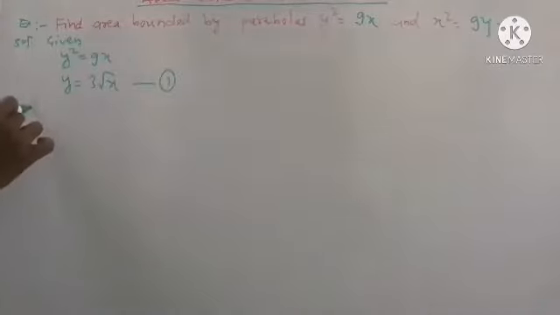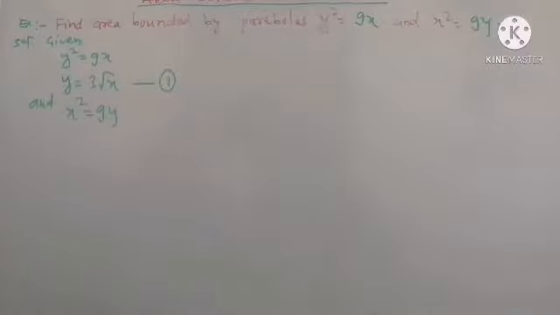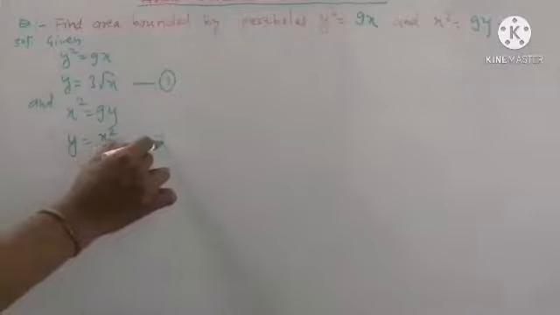This is the first curve, and the second curve is given by the equation x square equals 9y. This is an explicit function of x, but we have to separate y. So we take 9 from right to left. It comes into the denominator, so we get y equals x square divided by 9. Put this as number 2.